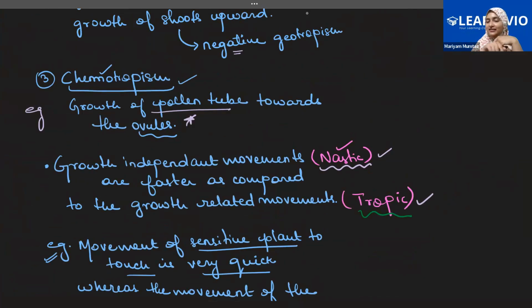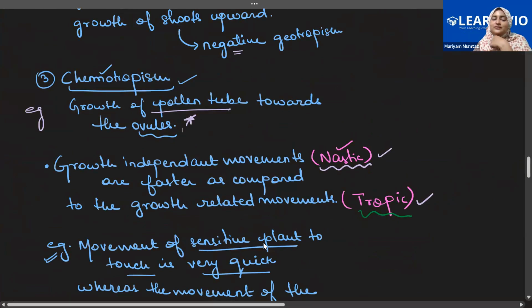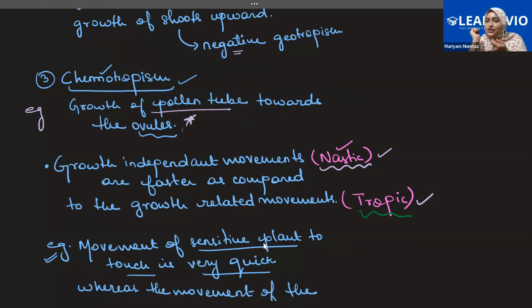Did you get it? Isn't it cool? That is what I was saying. You have the examples right there in front of you. Mimosa shows the response quickly. It isn't very quick, but you can actually observe it. But you can't see the stem grow. You'll get bored, you'll sleep, and the stem will grow. So you can't see it grow and it is slower.